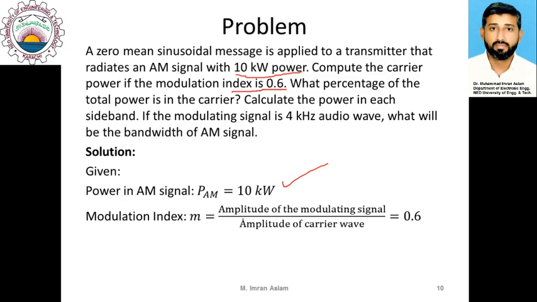We know the modulation index is defined as the amplitude of the modulating signal divided by the amplitude of the carrier wave. This is 0.6. We want to find the carrier power, and also we want to calculate the power in each of the sidebands, and also it is requested that if the modulating signal is a 4 kilohertz audio wave, what will be the bandwidth of the AM signal. So let us start our calculation.